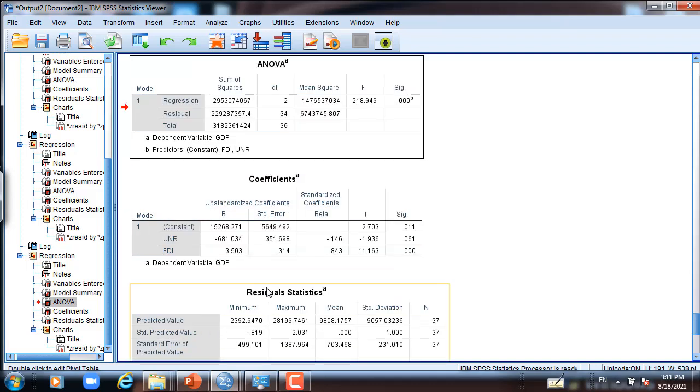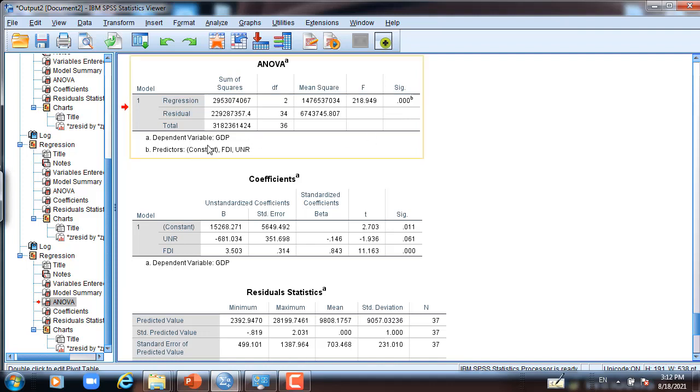The second table is ANOVA. As you can see, there is the F statistic with its corresponding p-value, and normally we say that if the p-value is less than 5%, we reject the null and accept the alternative. The null is that foreign direct investment and unemployment rate jointly cannot influence the dependent variable GDP, and the alternative is that both variables jointly can influence GDP. In this case the p-value is less than 5%, so we reject the null and the result is statistically significant, meaning that the two independent variables, foreign direct investment and unemployment rate, significantly explain the dependent variable GDP.